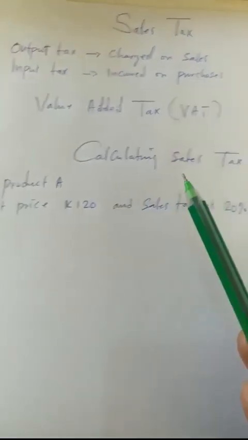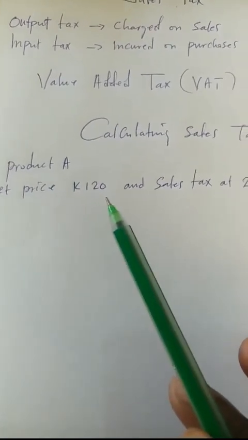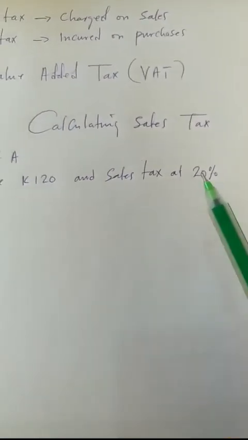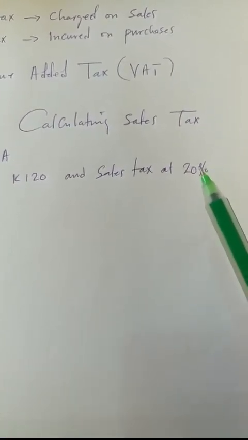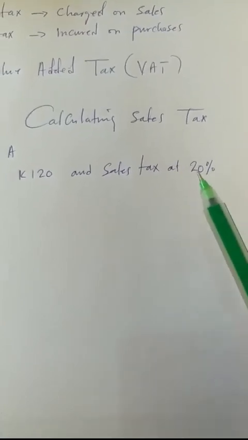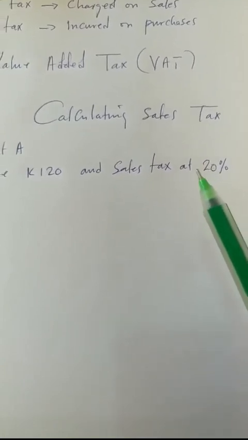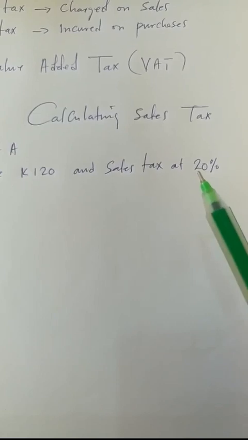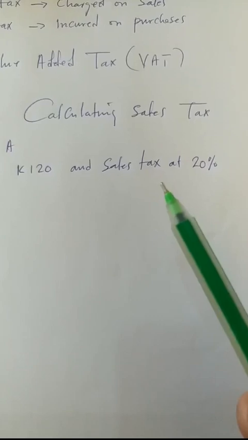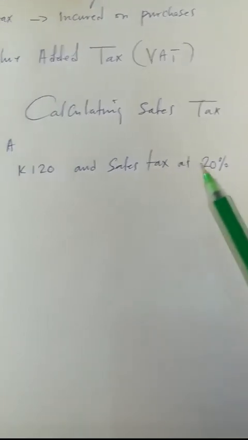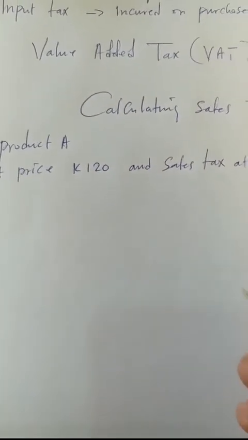So calculating sales tax, let's say we have product A, which has a net price of 120 kwacha and sales tax at 20%. So the tax authorities are charging tax at 20%. This rate I'm just using for the question, but the actual tax rate usually depends on the country and the year. They usually change according to the year or according to whatever things they consider. So this is just for the question purposes. So net price 120, and then let's see how you calculate.